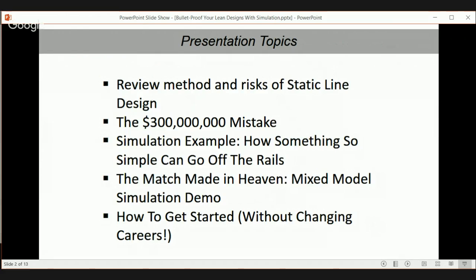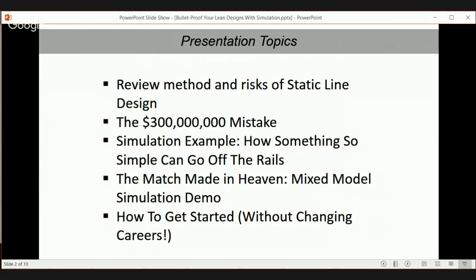And how something, I think they started me on something they thought was pretty simple, but how something so simple can go off the rails. It wasn't a disaster, but it could have been better. And if we'd had some of these tools that we'll be looking at, it would have been a lot better. And finally, the match made in heaven.